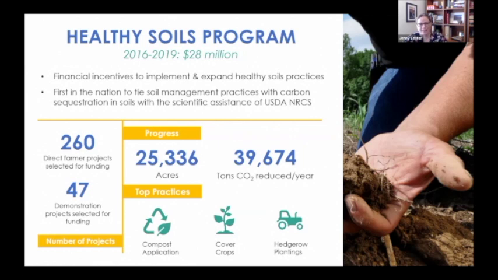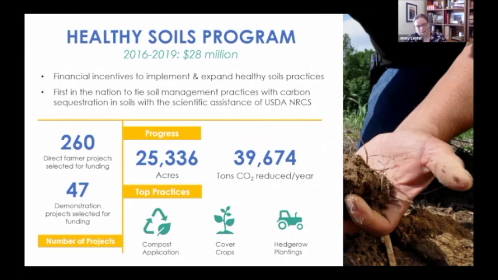Our top practices in California are cover crops, compost application, and hedgerow plantings. What's great is that between 2016 and 2019, we received $28 million. This year alone, we received another $28 million. So we will be distributing $25 million starting now and throughout the summer.